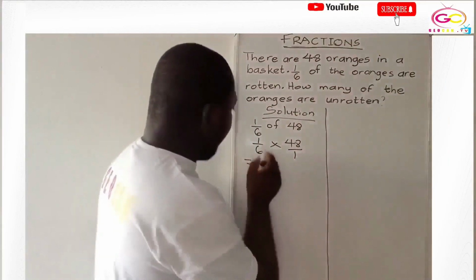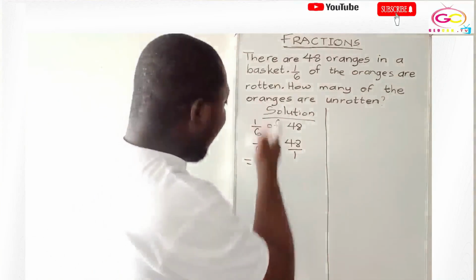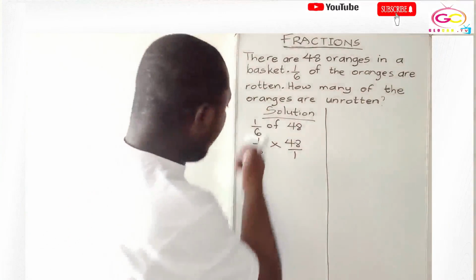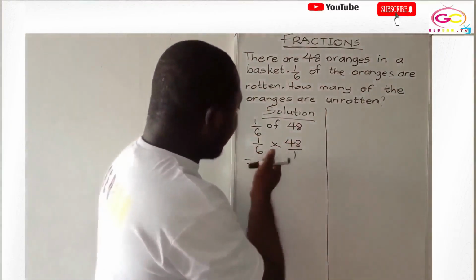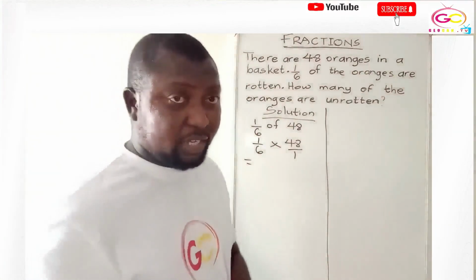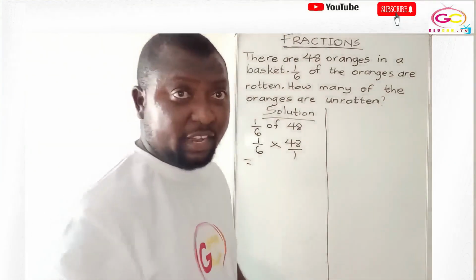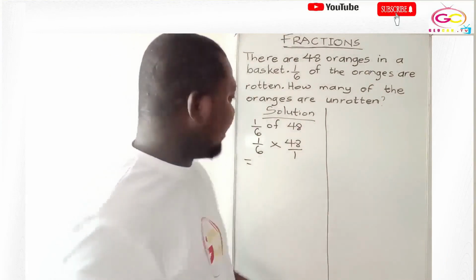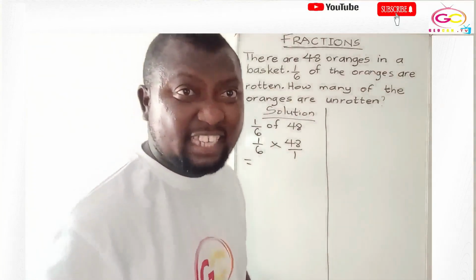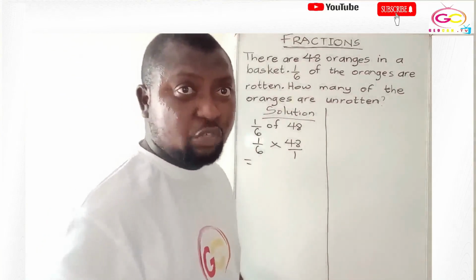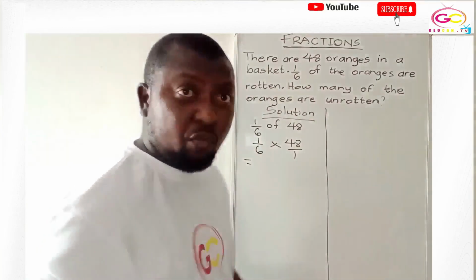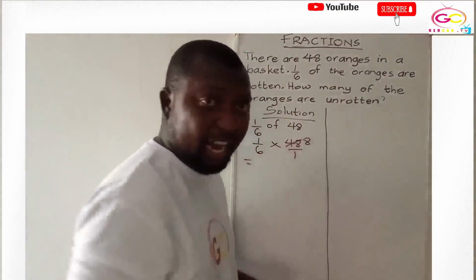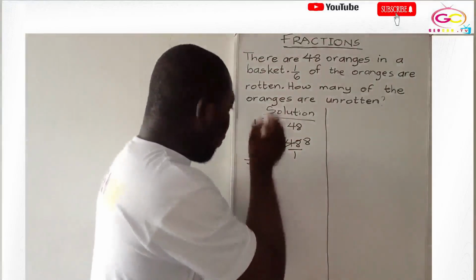Good. Now, what do we have? You check whether you can cancel vertically or diagonally. You should know this. So vertically, we can't cancel here. But diagonally, 6 can go into 48, right? 6 1 is 6, 6 2 is 12, 6 3 is 18, 6 4 is 24, 6 5 is 30, 6 6 is 36, 6 7 is 42, 6 8 is 48, exactly. So 6 will go into 48 8 times, and 6 will go into itself once, right?